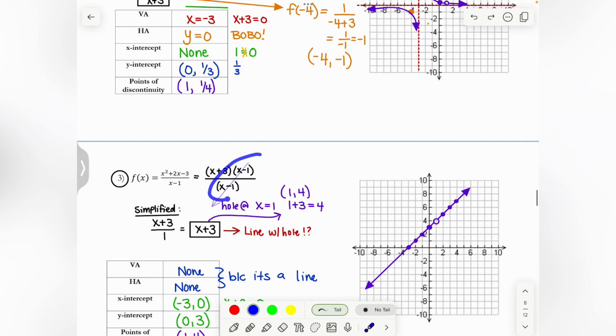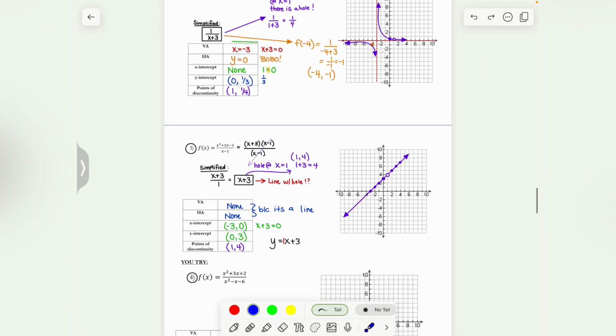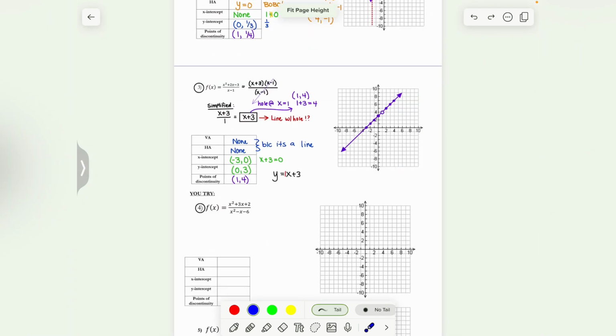If something cancels and I'm left with something on the top and nothing on the bottom, then it's a line with a hole. So we just can do y equals mx plus b, but make sure you find the location of the hole and you graph it. Okay, so that is the difference. All right, now let's do number 4. It does say you try, but let's try it together. I'll go nice and quick through this. Hopefully you're like, oh my goodness, this makes so much sense.